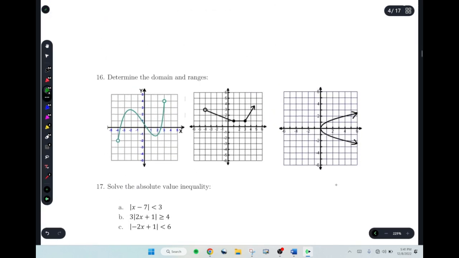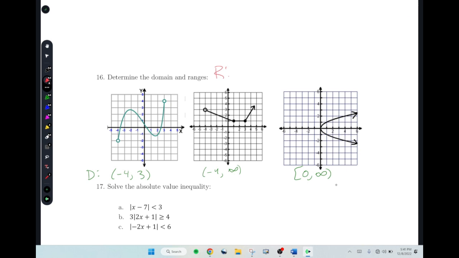This one looks like soft bracket -4 to 3. This one looks like soft bracket -4 to infinity. And this one looks like hard bracket 0 to infinity. So those are the domains. And I'll do the ranges, this is, I guess, above in red. Ranges would be soft bracket -2, soft bracket 4. Inclusive bracket at 1 to infinity. And then negative infinity to infinity.